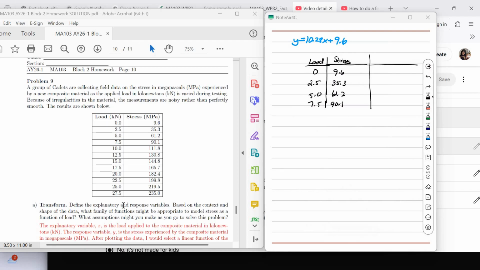So here is predicted. So I have 9.6 for free because it's the y-intercept and I already used that point. And I also used this point to fit. So this is going to be 35.3, but we can just double check it. We just put in 2.5 into the formula: y is equal to 10.28 times 2.5 plus 9.6.